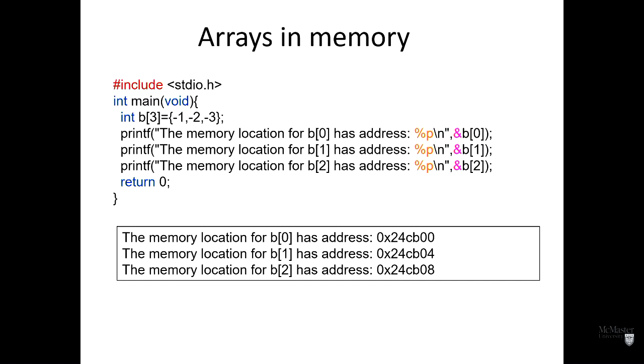But the thing that will be fixed is the difference between these two will always be 4. Why? Because we know that B0, or the array itself, is integer. That means it's contiguous in memory. So whatever address you start with, this is +4, +4. And you can try this yourself.